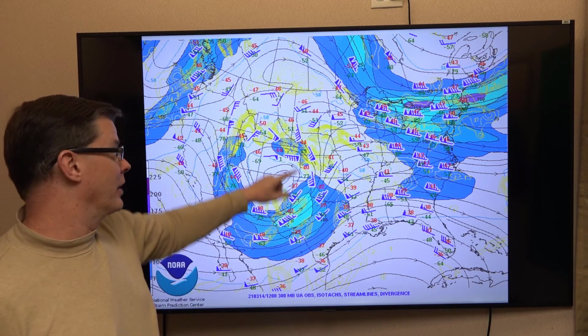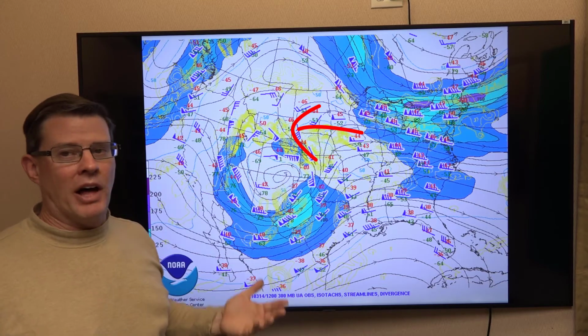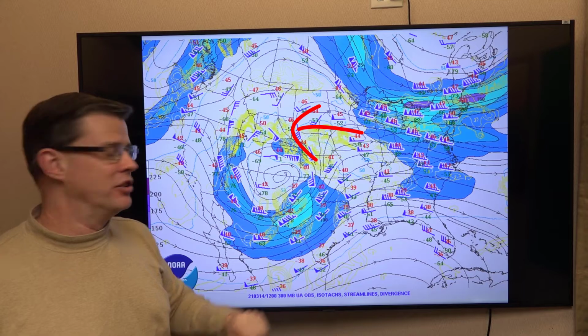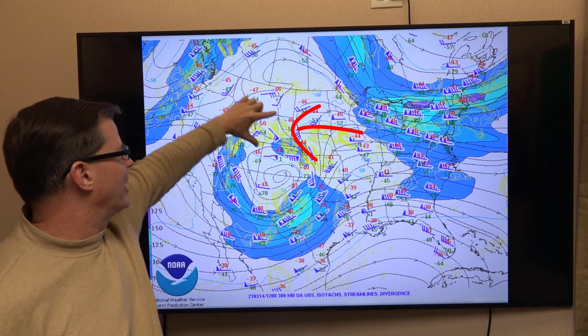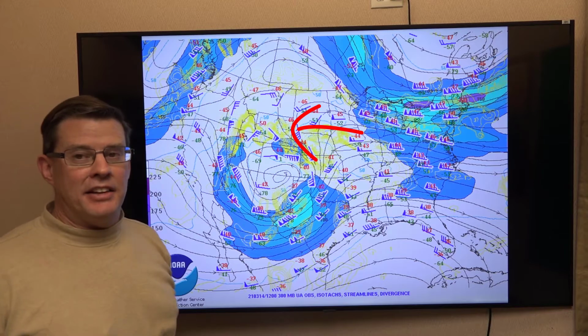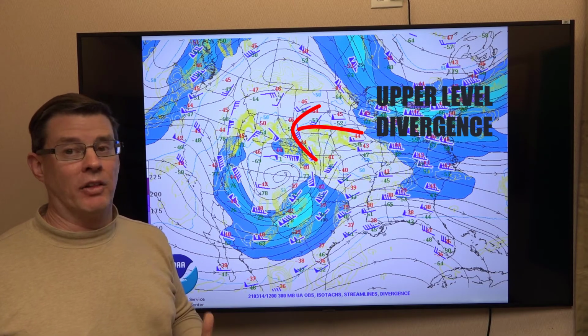But the thing I want you to really notice, I know you can't see this very clearly, but look over in here. You see all these lines? These are height lines, lines of equal height. It's a technical definition, I won't get into it. But as they come in here, notice how when they get to Wyoming, they start spreading out like this. That's called divergence, upper level divergence. Now, this is also favorable if you want a lot of snow.